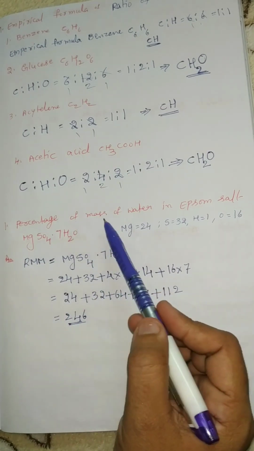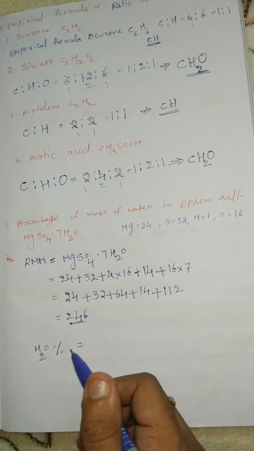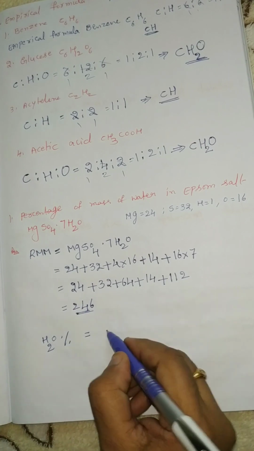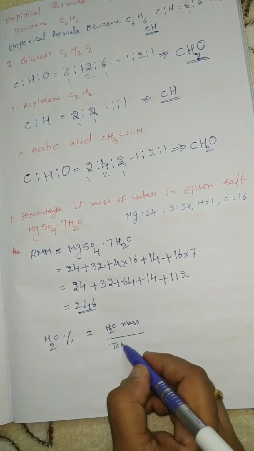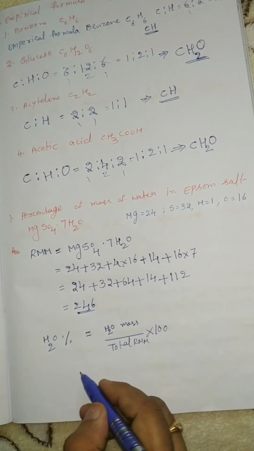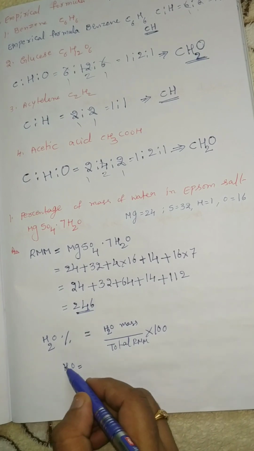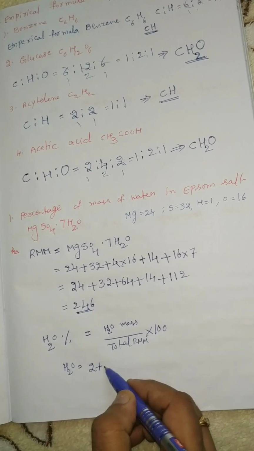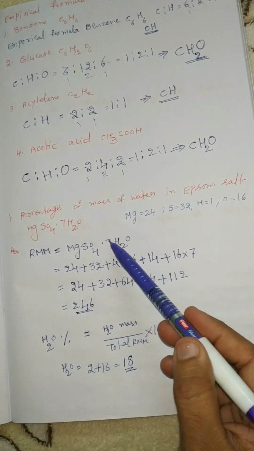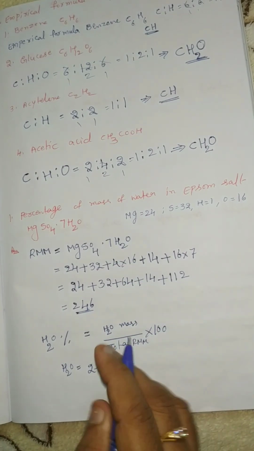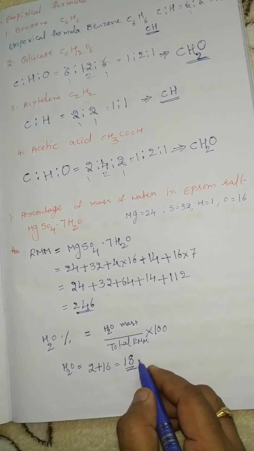Now we calculate the percentage of mass of water. First we write the formula: percentage of mass of water equals water mass divided by total RMM, into 100. So first we calculate the water mass. Water mass equals H2O: H atomic mass 1, 1 into 2 is 2, plus oxygen 1 atom, 16. It means 18. But here this is very important: here it is 7H2O, so we must multiply this number. Only H2O mass is 18, but here it is 7H2O, so we must multiply with 7.